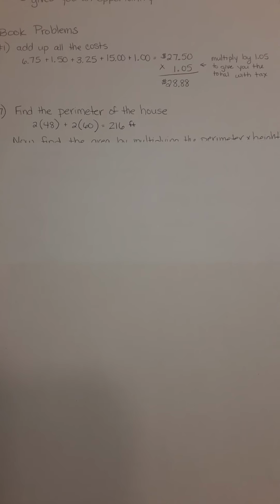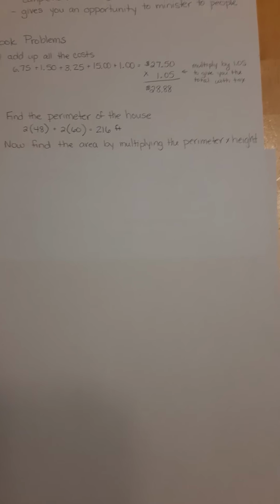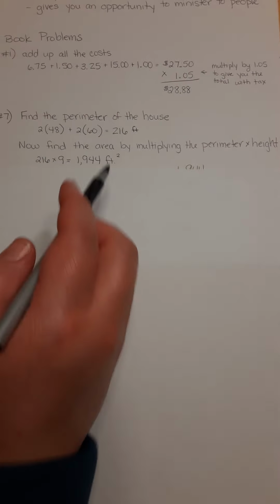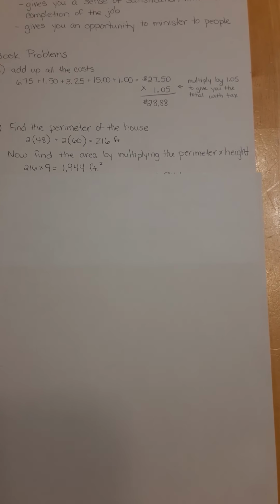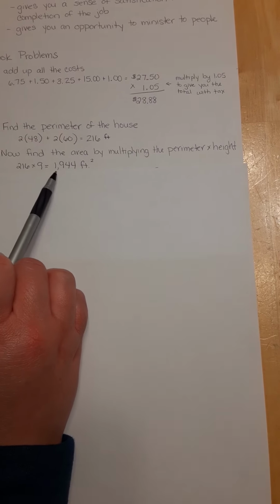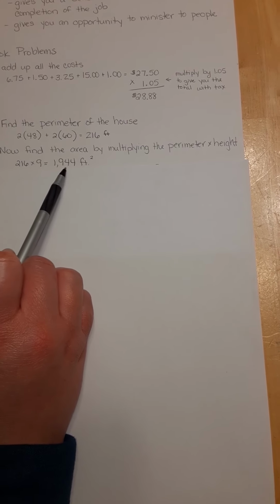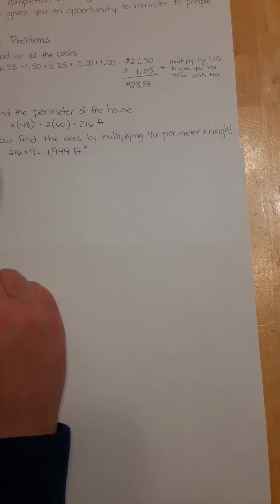Okay, now what I'm going to do after I get that is I now need to find the area. To do the area, I'm going to simply take that perimeter I just found and multiply it by the height of my walls, which they told me was 9 feet. So once I figure that out, because we're dealing with area, I now have 1,944 feet squared.